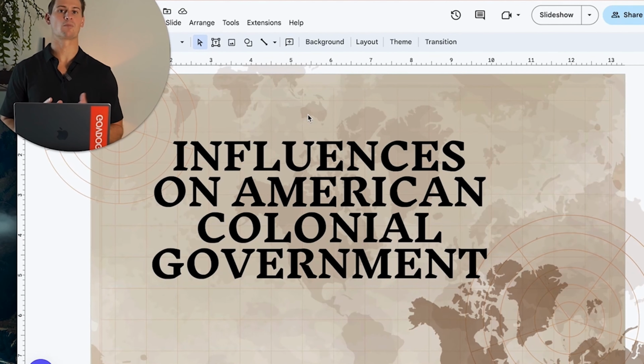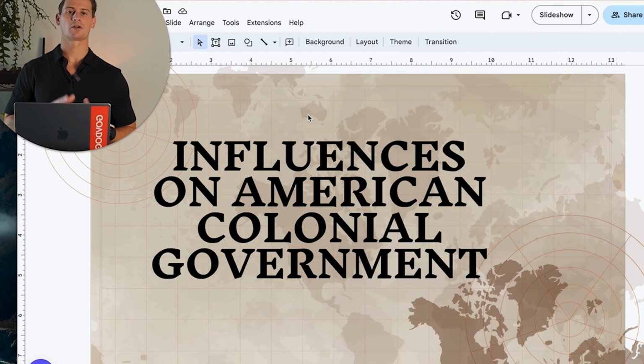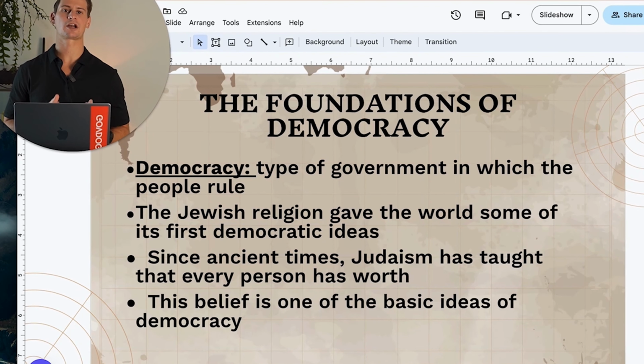As the colonists get more upset with the English crown, they're going to rely on a lot of influences that are going to lead the colonies onto a new path and ultimately to independence. So one of the foundational beliefs of the colonists was the idea of democracy, all right? This was the idea that people rule, right? Power from the people. A democratic society is not ruled by a dictator or a monarch, it is ruled by the people.